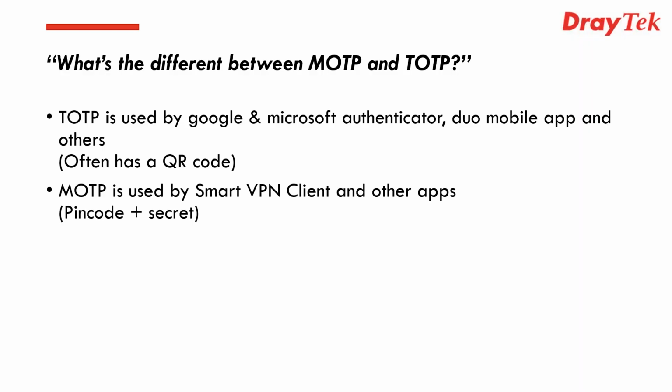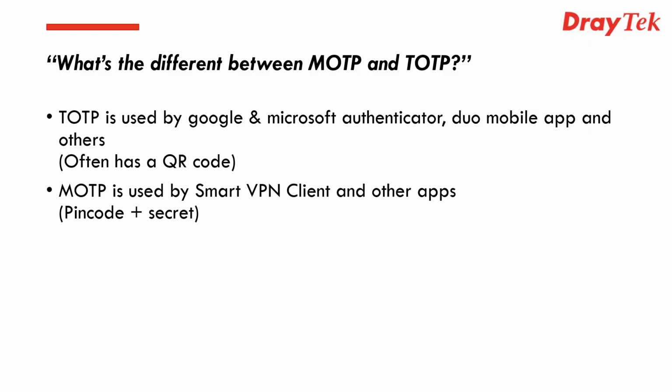TOTP is the one that's used in the Google and Microsoft Authenticator apps, also things like the Duo Mobile app and other apps. Often you can tell it's a TOTP one because it could have a QR code to do the setup. You can use the really long string instead, but it's difficult to remember, so often there's a QR code that you would scan.